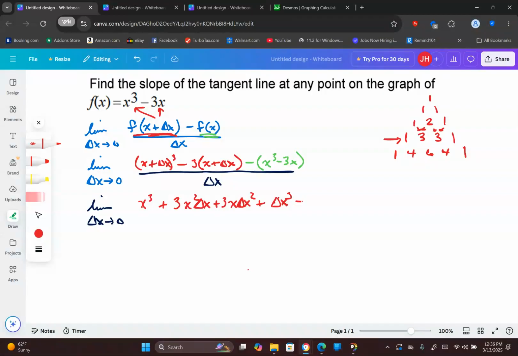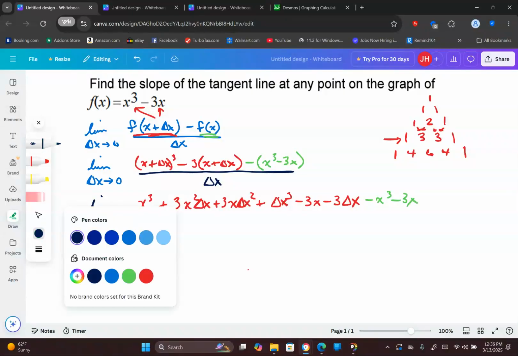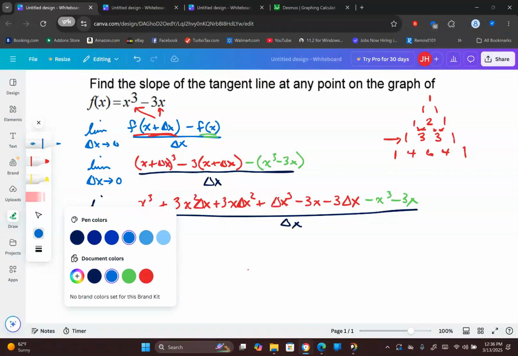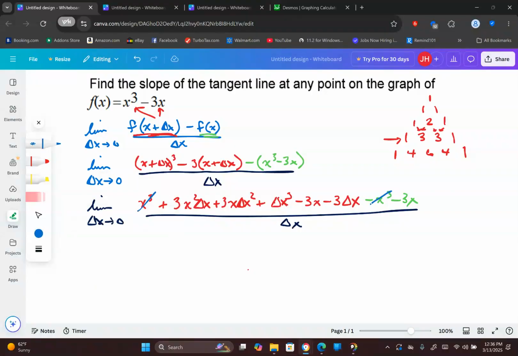Then on the next part, I have to distribute the 3, so minus 3x minus 3 delta x. And then from the green, I also have to distribute a negative, to get minus x cubed plus 3x. Sorry, I forgot, this should be a plus 3x because I have to distribute my negative. And this whole thing is all over delta x. Now let's take a look at what's going to cancel. X cubed minus x cubed, gone. The negative 3x and the positive 3x are going to cancel too.